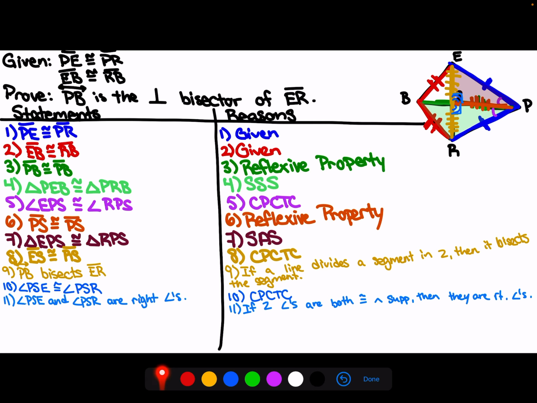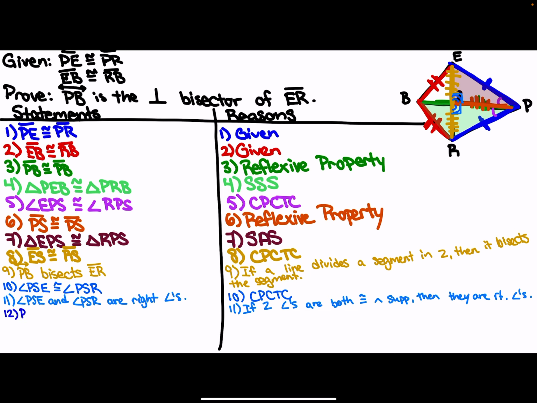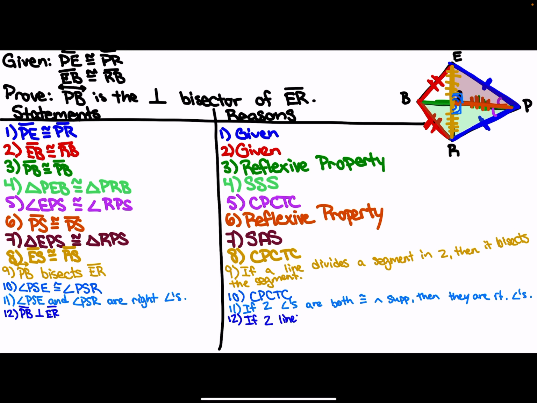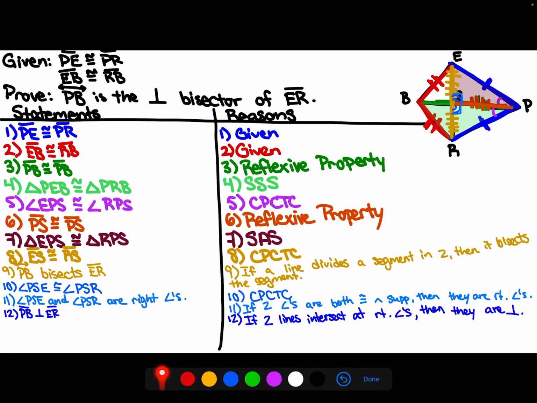Now, if they're right angles, that means that they're perpendicular to each other. So from here I can say that PB is perpendicular to ER. And again, that's due to the right angles. So if two segments or two lines intersect at right angles, then they are perpendicular. Then lastly, we can finally say that PB is the perpendicular bisector of ER, which was our goal.